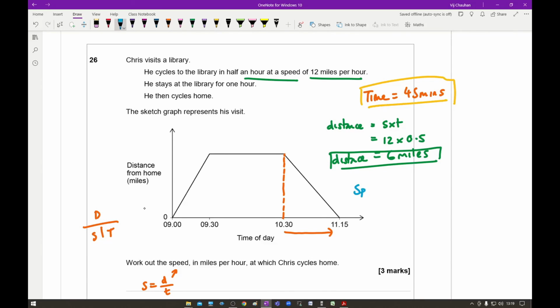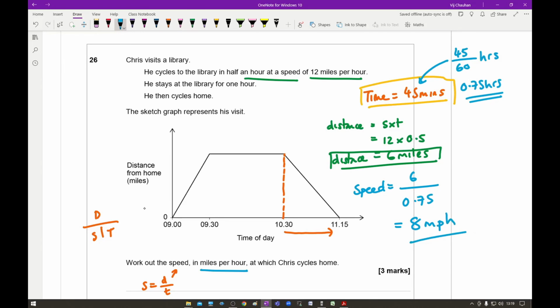So the speed, now remembering the units, we want to work it in miles per hour. Is the time in hours? No, it isn't. So I need to convert this into hours. So 45 minutes is 45 over 60 hours, which is 0.75 hours. So the distance is 6, which is in miles, which is correct, over 0.75, and typing that into my calculator, I get an answer of 8. So the speed is 8 miles per hour.